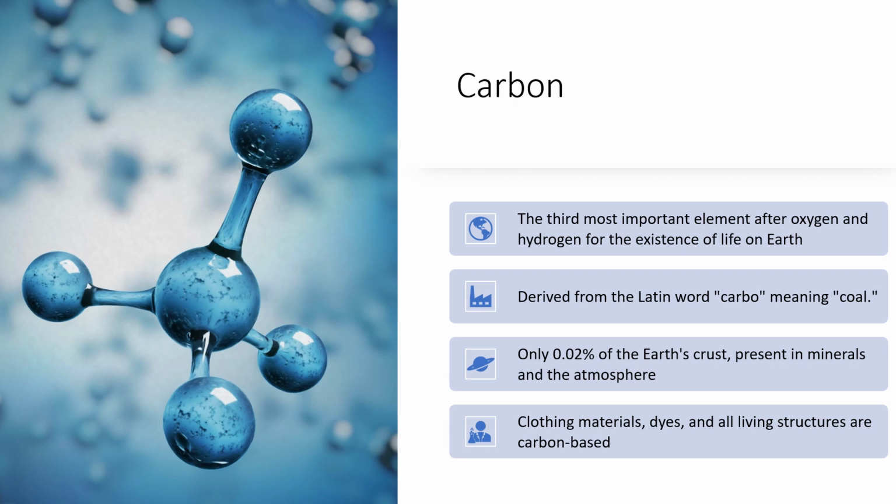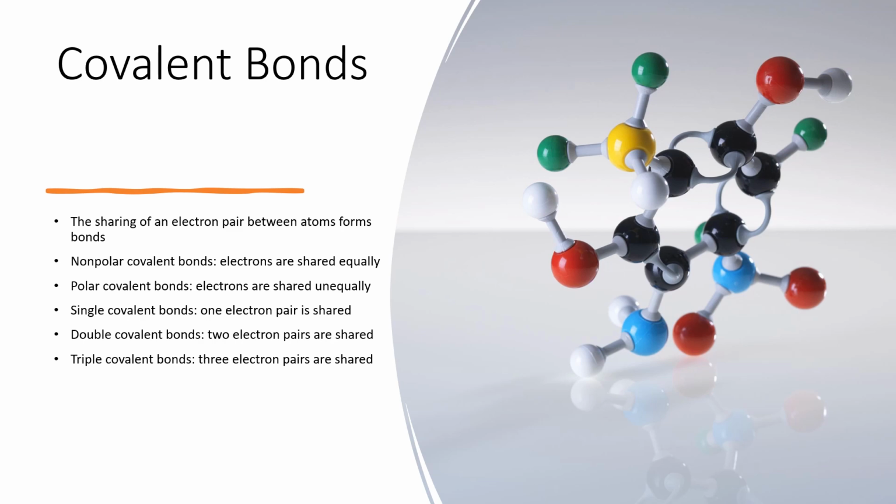Now let's go to the next slide. Now let's see what are covalent bonds. Covalent bonds are formed when two atoms share one or more pairs of electrons. Non-polar covalent bonds are formed when the electrons are shared equally between the two atoms. Polar covalent bonds are formed when the electrons are shared unequally between the two atoms.